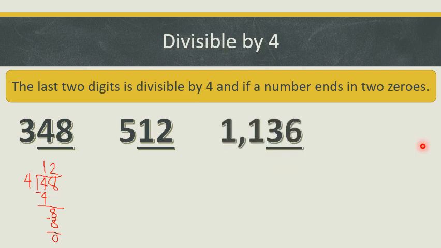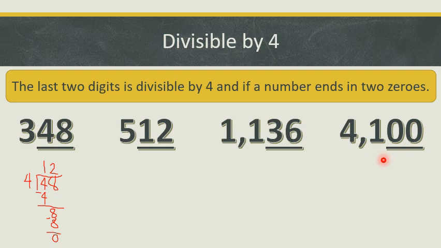Another example, so yan, nasa thousands na. 1,136. So, hindi natin siya i-divide lahat sa 4. So, ang gagawin lang natin, titingin lang tayo sa last 2 digits. And kung ang last 2 digits ay nasa skip counting by 4, so yun po ay divisible sa 4. So, skip count nga natin by 4 kung nandun yung 36. So, meron tayong 4, 8, 12, 16, 20, 24, 28, 32, 36. So, nandun po siya. So, ibig sabihin, ang 1,136 is divisible by 4.